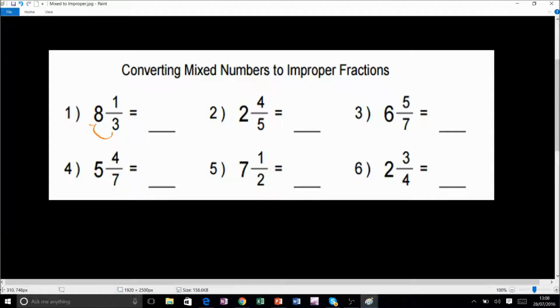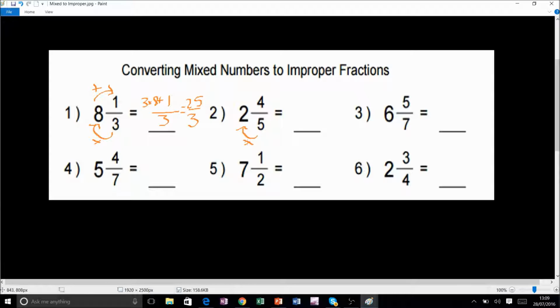Here again, we're going to multiply the 3 by the 8, and then we're going to add that value to the 1. So we know what our denominator is going to be: 3. The top number is the only place where we struggle. So we're going to do 3 times the 8 plus 1. So 3 times 8 is going to give us 24. 24 plus 1 is going to give us 25. So we're going to get 25 over 3. Lovely.